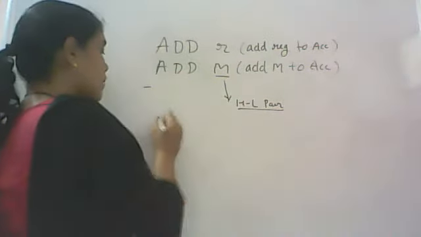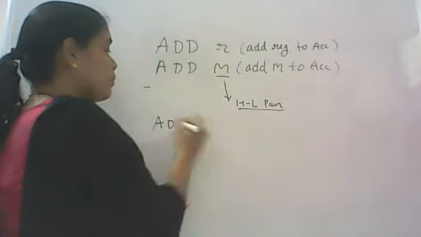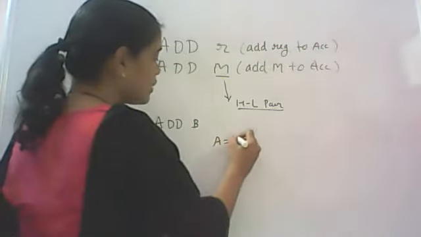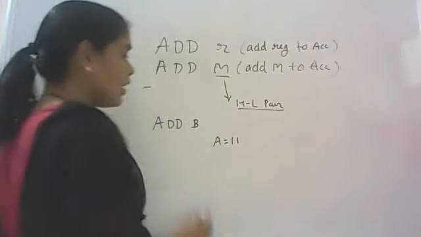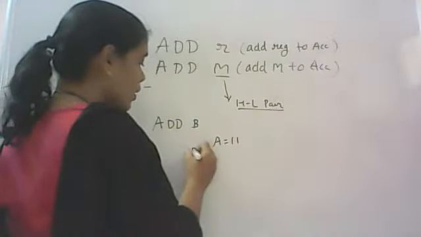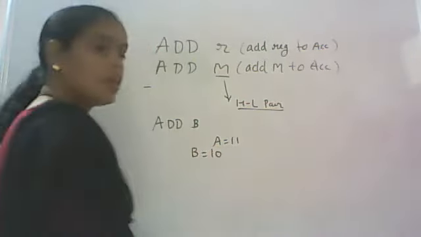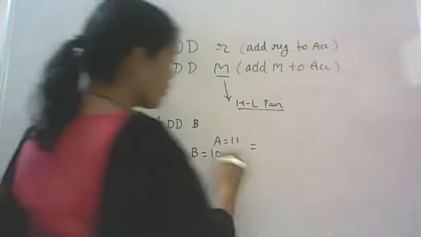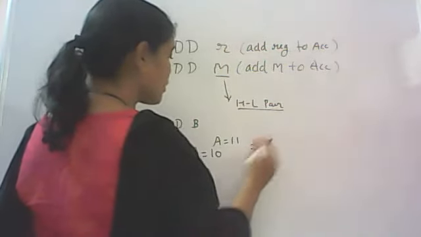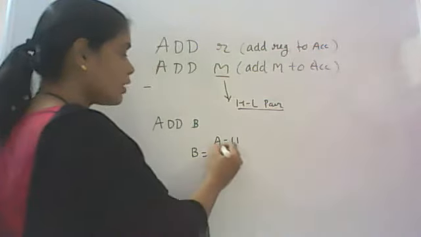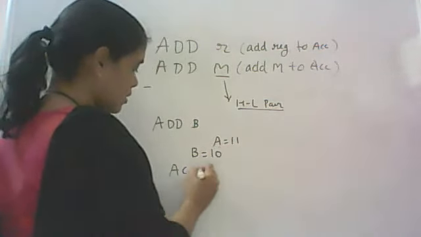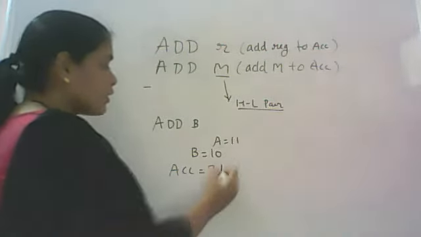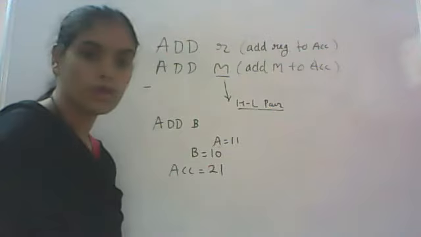For example, ADD B. Before execution, the accumulator contains 11 and register B contains 10. After execution, the result is stored in the accumulator. So the accumulator contains 21.